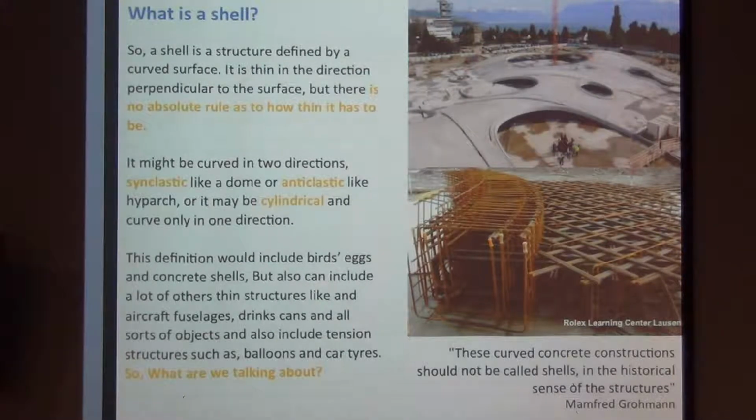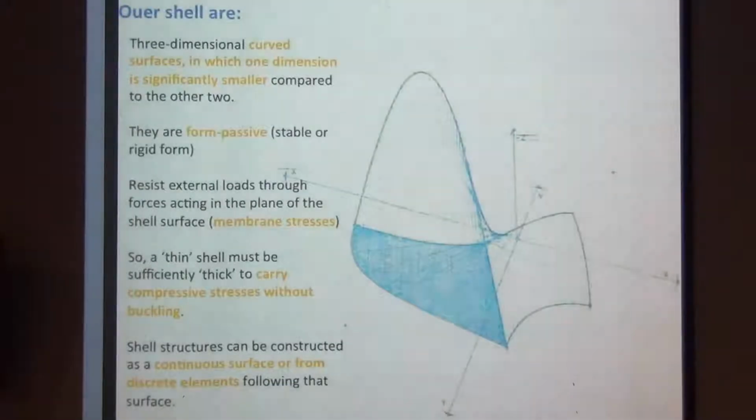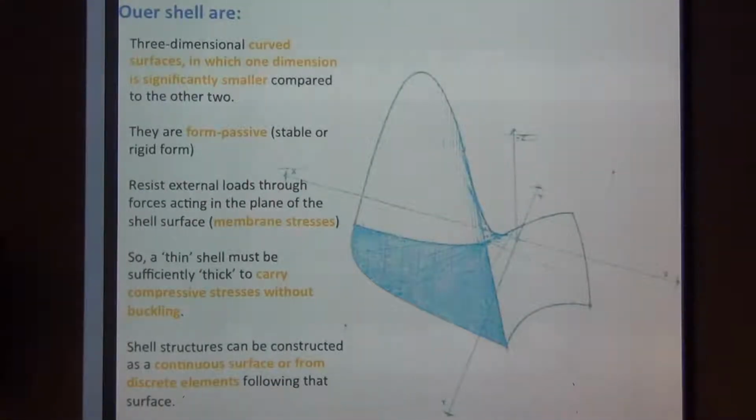There are a lot of other possibilities named shells, but our shells are curved surfaces with one dimension significantly smaller than the other two, with an inform passive solid and rigid shell, not like tensile net or fabric structures. And we need to carry compressive stress, so we need some thickness, a small one, but some for that. Well, it's a continuous surface or discrete elements.